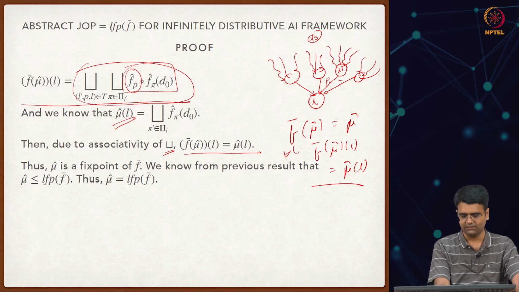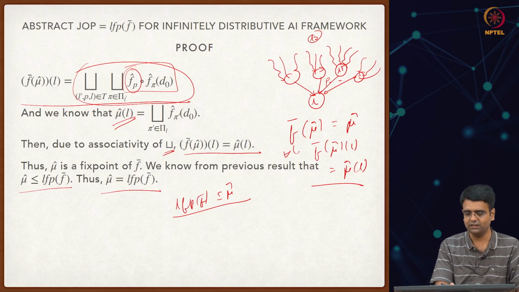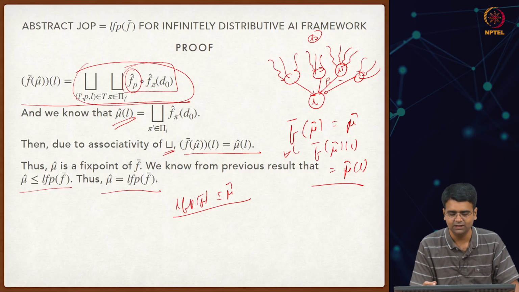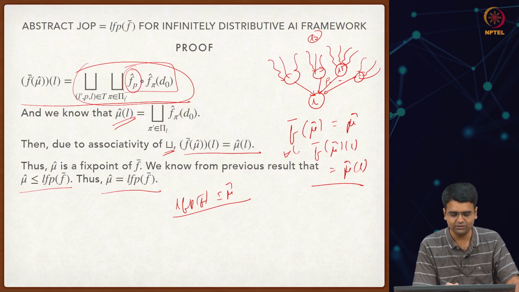since LFP of f bar is the least fixed point of f bar and mu hat is a fixed point, therefore mu hat is less than or equal to LFP of f bar, and earlier results have already shown that LFP of f bar is less than or equal to mu hat. This we have shown separately for a monotonic AI framework, but every infinitely distributive AI framework is also monotonic. So this means that mu hat will be equal to LFP of f bar. So therefore, for an infinitely distributive AI framework, computing the least fixed point of f bar is the same as computing the abstract GOP.